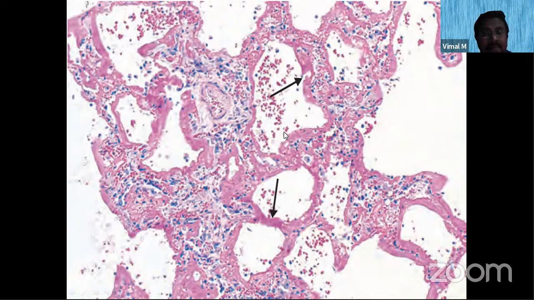Hyaline membranes are nothing but, because of that vascular injury, liberation of hyaline-like material, you will be getting a membrane which is just covering the alveolus. If such a membrane is covering the alveolus, where will the air exchange take place? And this is the cause of death. DIC also will be aggravating all these features. So hyaline membrane formation is a characteristic finding in ARDS.